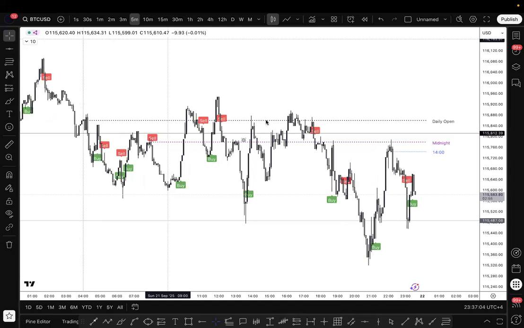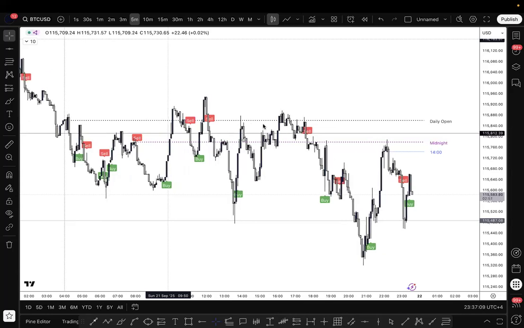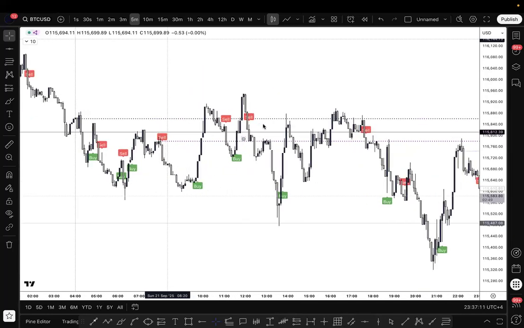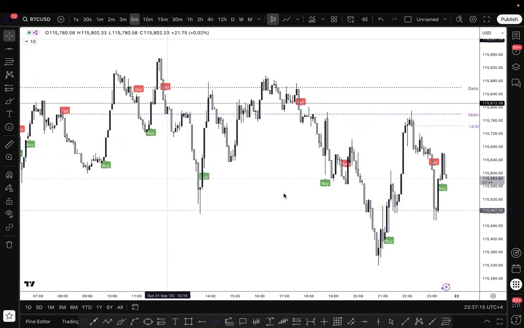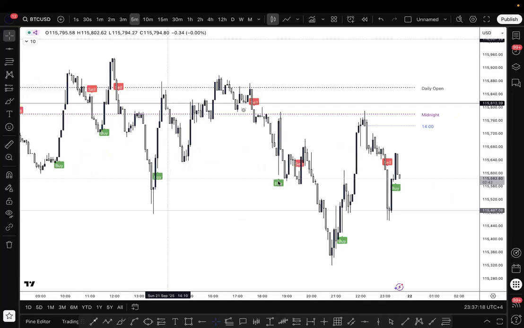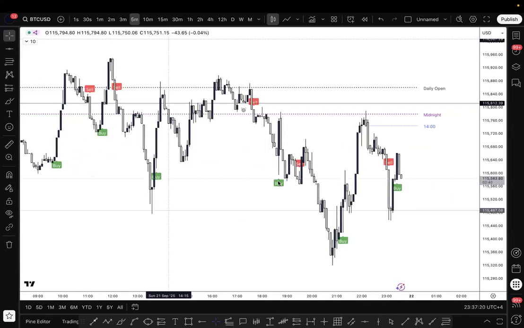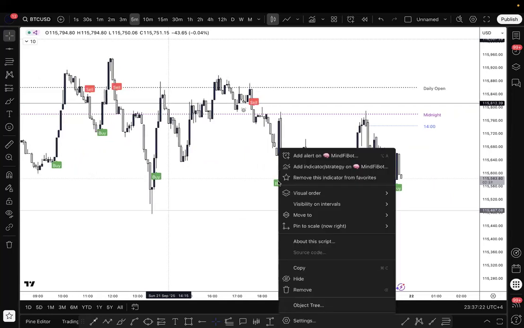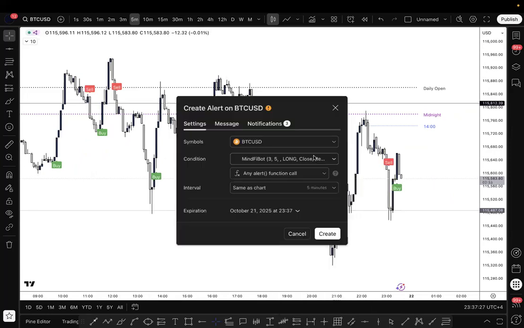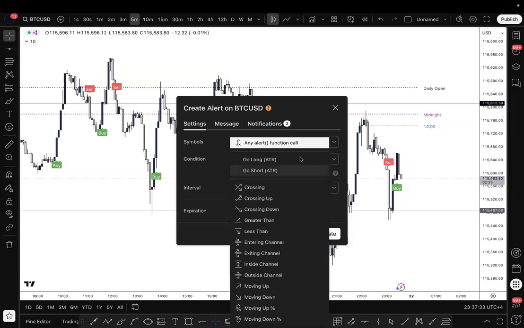Meanwhile, how can you set an alert on a laptop, right? On a laptop first. If you're using it on a laptop, that means on the TradingView web page, not the TradingView app. So what you do, you double click on either the buy or sell. For example, this is BTC, right? So you double click on either buy or sell, and then you click on this add alert on MindFiBot. So when you add alert on MindFiBot, you can see any alert function call. So when you click on that, you can see go long and go short.